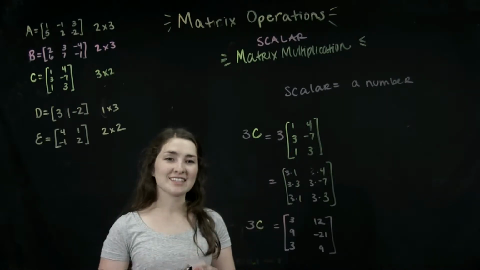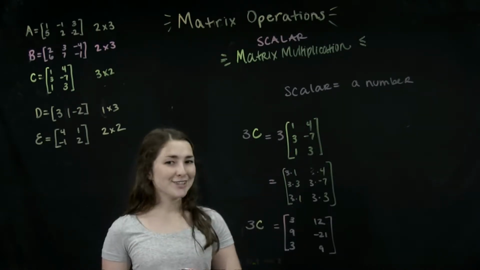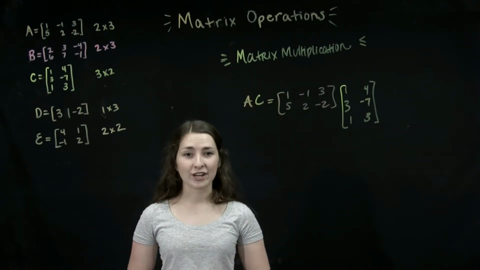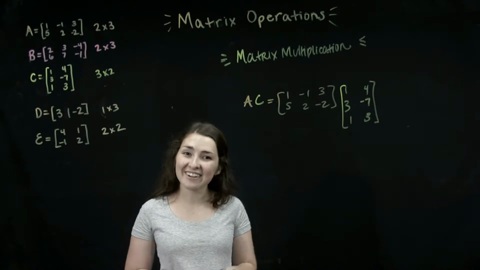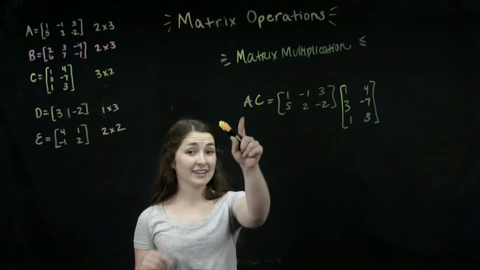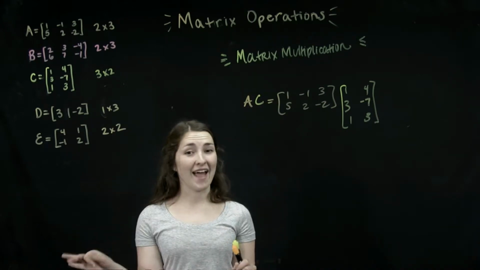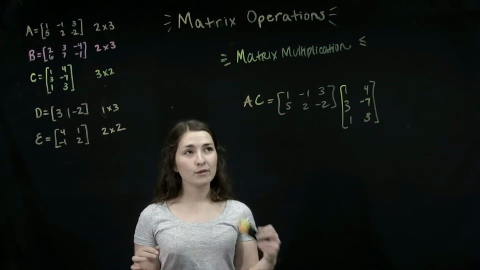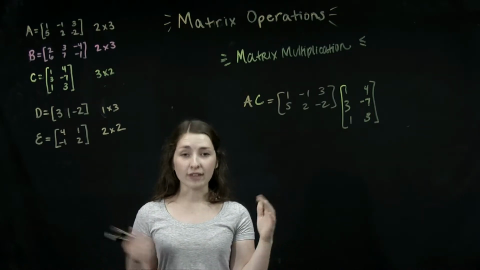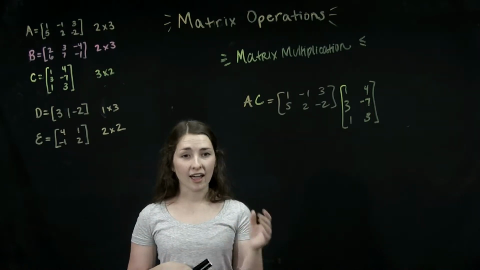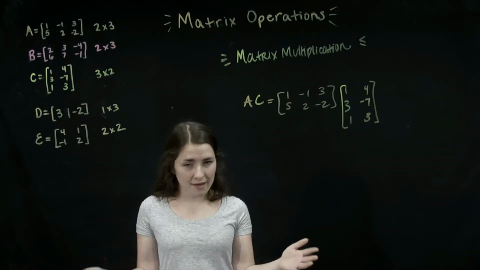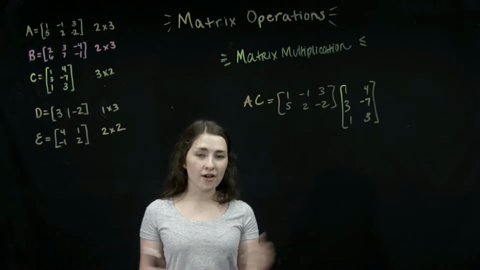So let's look at something that's a little bit more fun, a little bit more challenging: matrix multiplication. So now we're going to be looking at matrix multiplication, or multiplying two matrices together. I'm going to give you a little bit of a teaser and tell you that we can multiply A and C, but we cannot multiply A and B. So when we multiply A and C, we're actually just taking the dot product of each row of A and each column of C. So that's a lot of mathematical mumbo jumbo. So let's see how that works.